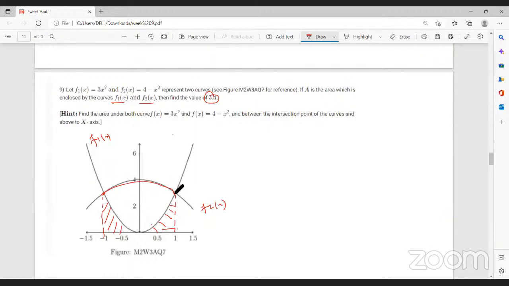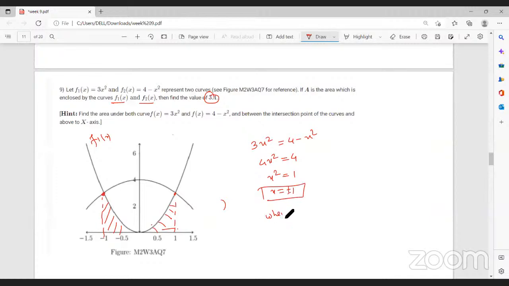Okay. So between which interval? For that, we have to find the intersection points. So how do we find them? Equate both equations: 3x square is equal to 4 minus x square. That will give 4x square equals 4, that is x square equals 1, right? So x equals plus or minus 1.